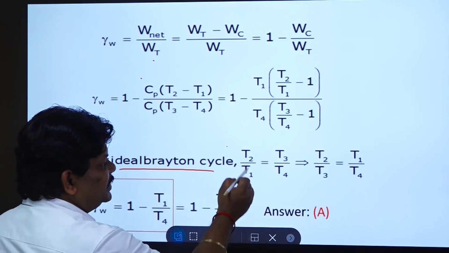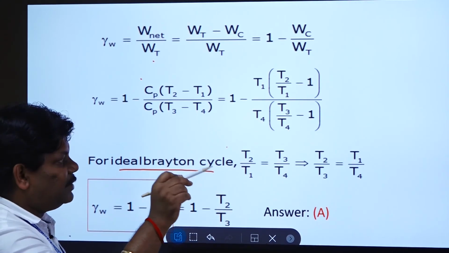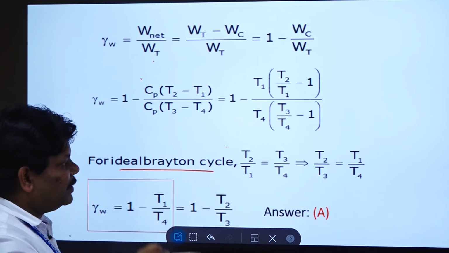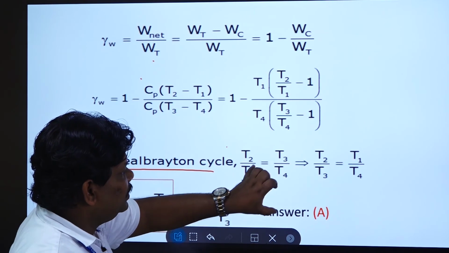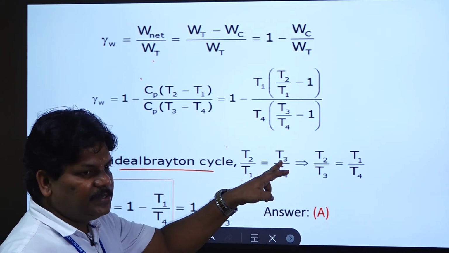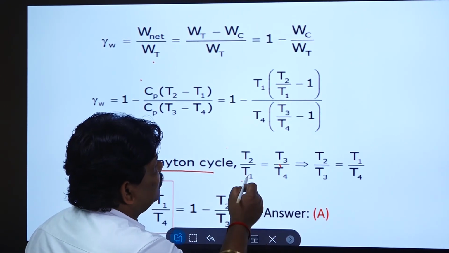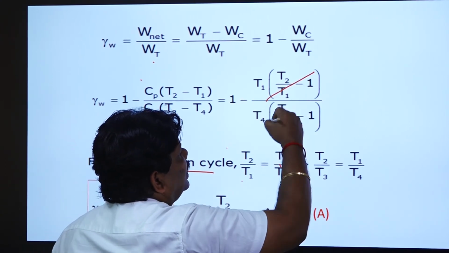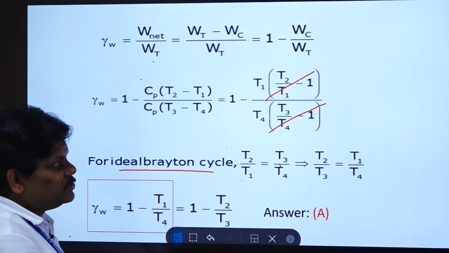And in case of ideal Brayton cycle, we know that T2 by T1 is equal to Rp power gamma minus 1 by gamma, and T3 by T4 is equal to Rp power gamma minus 1 by gamma. So you can equate these two. T2 by T1 is equal to Rp power gamma minus 1 by gamma. Similarly, this one T3 by T4. So when you equate these two, you can see T2 by T1 is equal to T3 by T4. So these two are similar to each other.